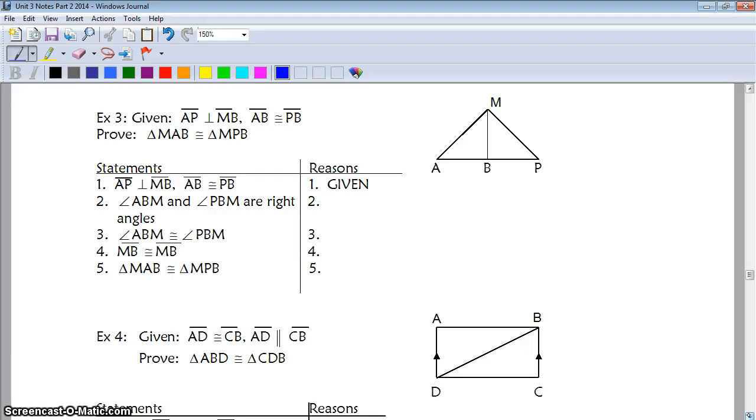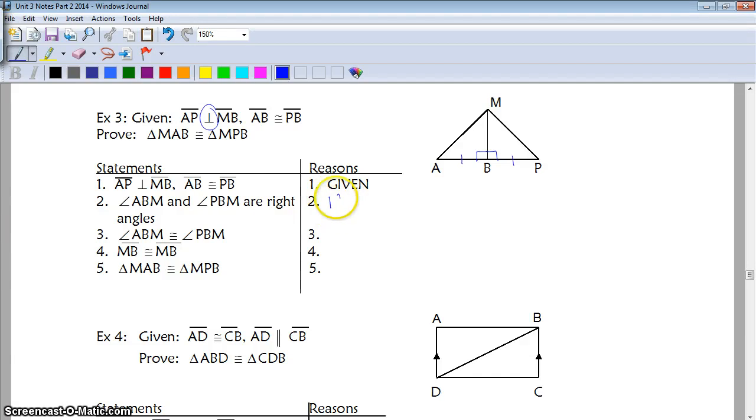So let's go ahead and look here. AP is perpendicular to MB, and AB is congruent to PB. What does this perpendicular symbol mean? Again, it means there's going to be a right angle formed at angle B on both sides in that triangle. So, how do we know this statement's correct? How do we know angle ABM and angle PBM are right angles? Well, we know that's what it means when lines are perpendicular.